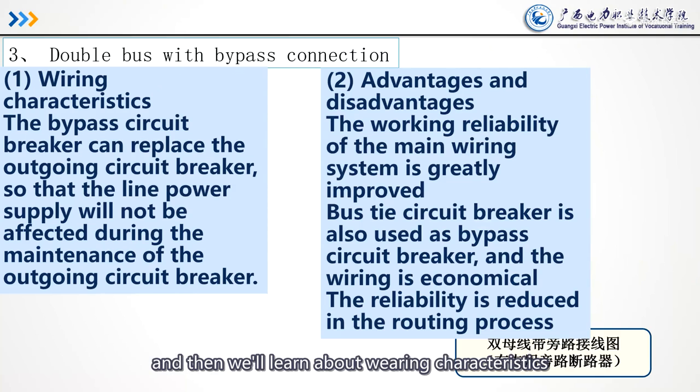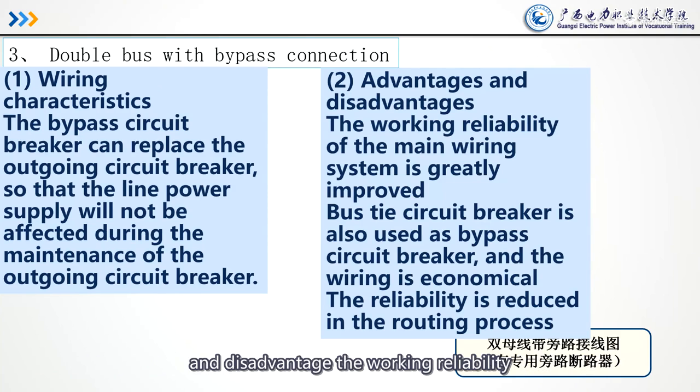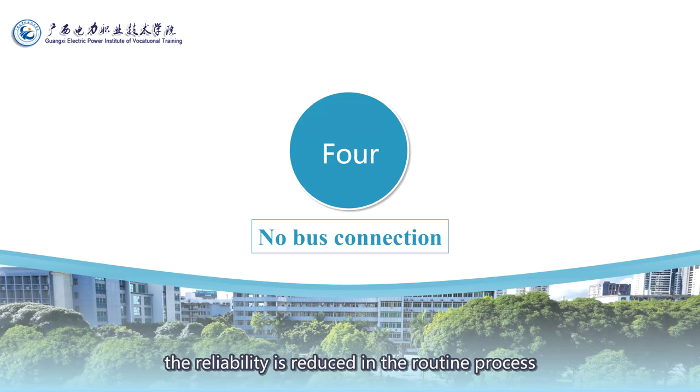And then we'll learn about wiring characteristics. A bypass circuit breaker can replace the outgoing circuit breaker so that the line power supply will not be affected during the maintenance of the outgoing circuit breaker. Advantages and disadvantages: the working reliability of the main wiring system is greatly improved, but the circuit breaker is also used as a bypass circuit breaker, and the wiring is less economical.